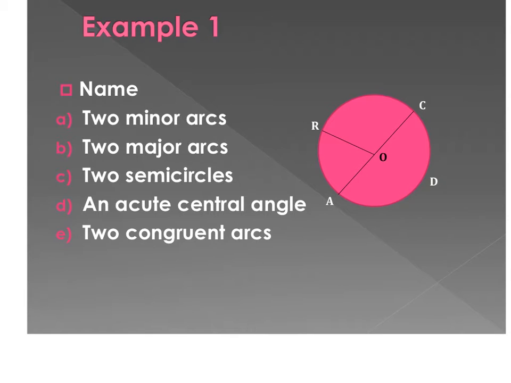RA, good. Let's do this. Do the minor ones. RA. You could have also called it AR. The order doesn't matter. Okay, can somebody give me another minor? RC. Okay, RC. Or you could say CR. Pretty good on that? It has to be less than 180 degrees.